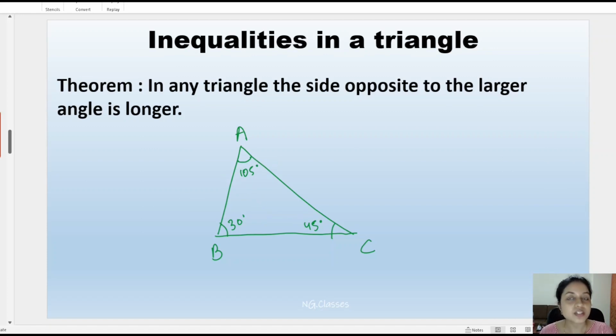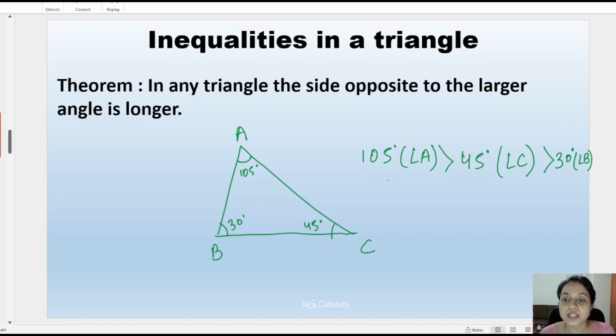That side will be the larger side in this triangle. We can also arrange it according to the given angles. So 105 degrees, that means angle A, is greater than 45 degrees, that is angle C, which is greater than 30 degrees, that means angle B. So the side opposite to angle A, that means side BC, will be greater than the side opposite to angle C, which is AB. So according to the measurement of the given angles, we can get which side is greater and which is smaller.